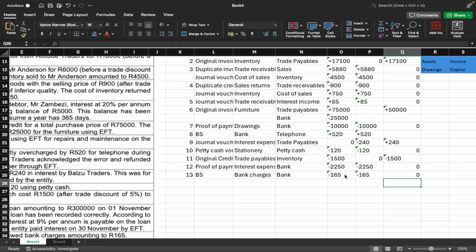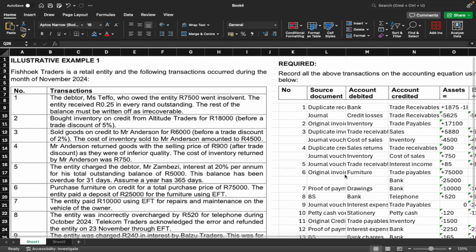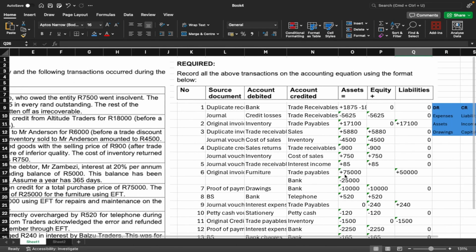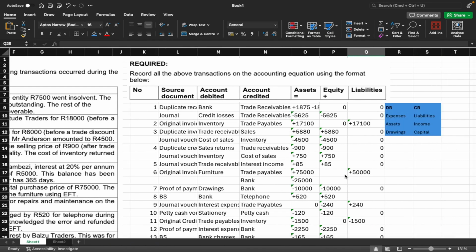Okay, and that's it for all the questions that we had to do. Hope this was helpful. Hope this has helped you understand much better how to do your debits and your credits, or how to do the accounting equation, how to know what source document is and what source document you have to take into account.